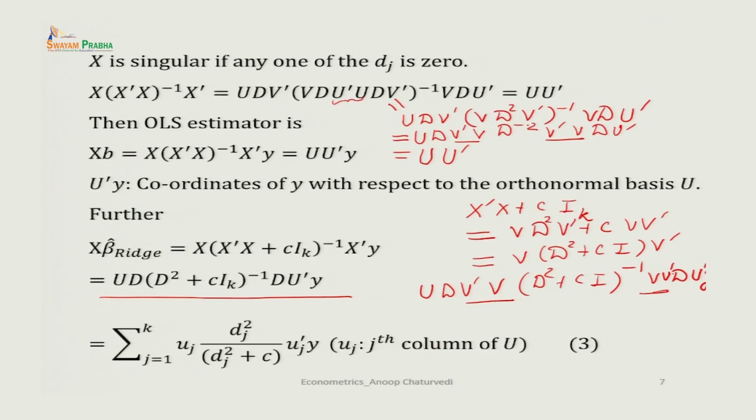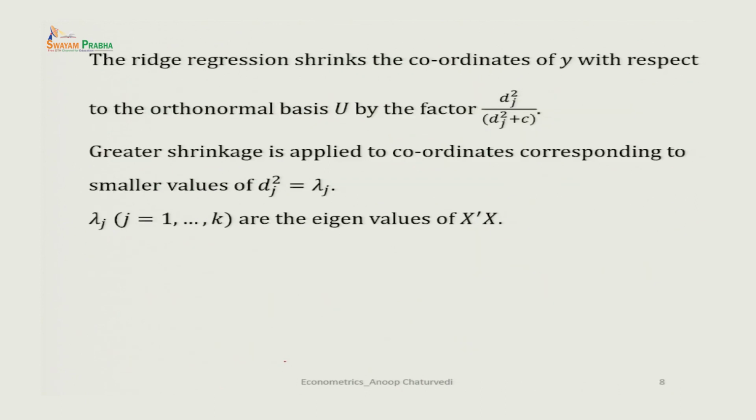If you look at the expression for this ridge regression estimator, this is the shrinkage factor. So, it shrinks the coordinates of y with respect to the orthonormal basis U by this much of factor. Then greater shrinkage is applied to coordinates corresponding to smaller values of d_j square, and d_j square is equal to lambda_j, the jth eigenvalue of X transpose X.